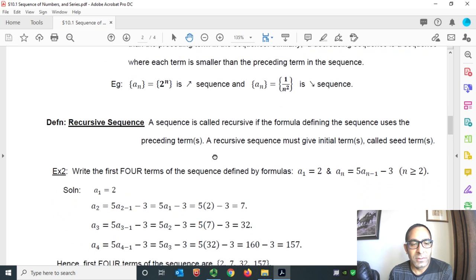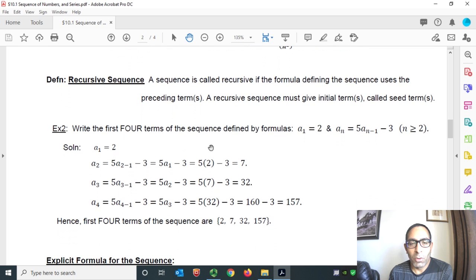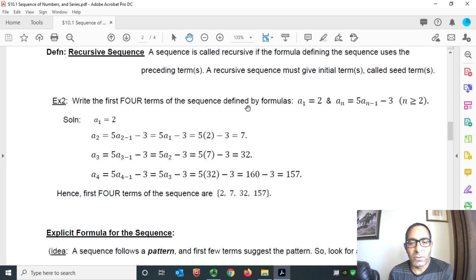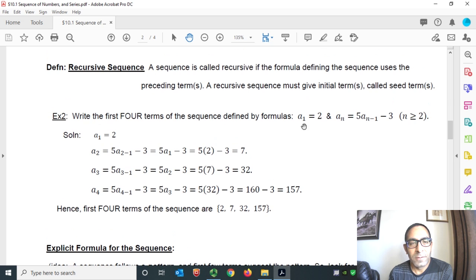Next definition, recursive sequence. A sequence is called recursive if the formula defining the sequence uses the preceding terms. A recursive sequence must give initial terms called seed terms. Example 2. Write the first 4 terms of the sequence defined by the formula a1 equals 2 and a_n equals 5 times a_(n-1) minus 3 for n greater than or equal to 2.